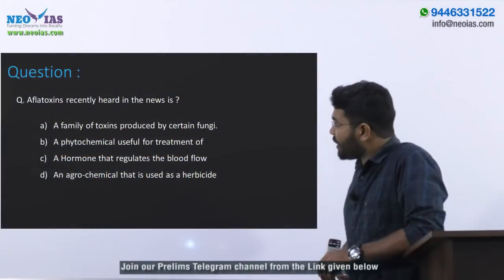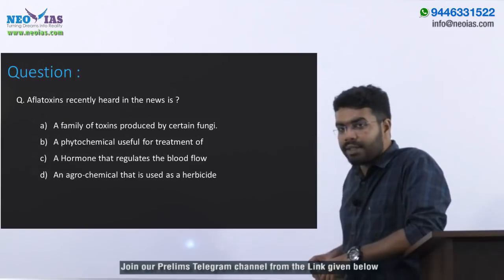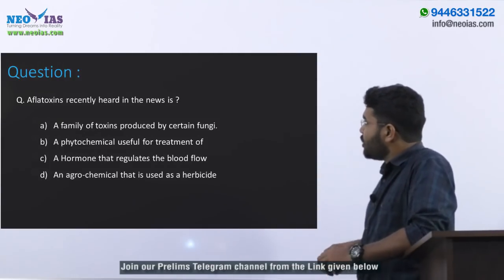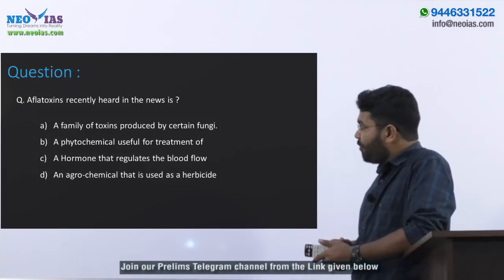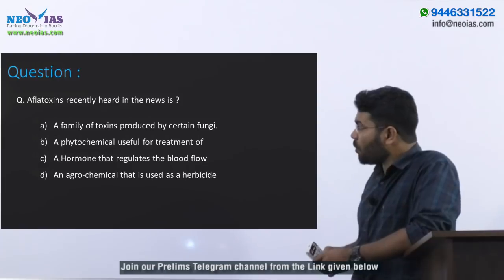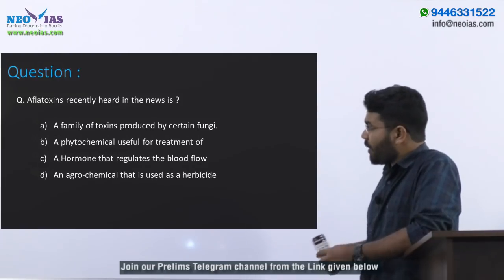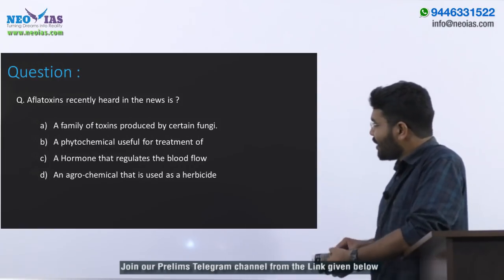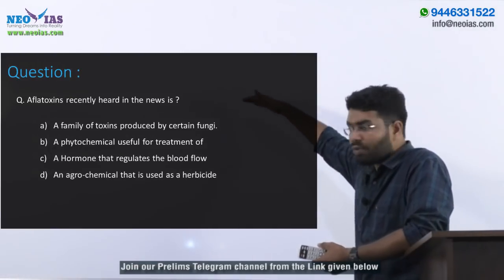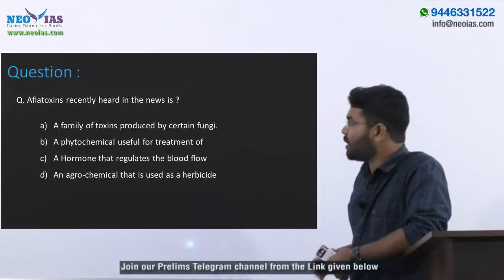Question: Aflatoxins, recently heard in the news, is related to what? A family of toxins produced by certain fungi, a phytochemical useful for treatment of cancer, a hormone that regulates the blood flow, an agrochemical that is used as a herbicide. So which of the following is the definition of aflatoxin?